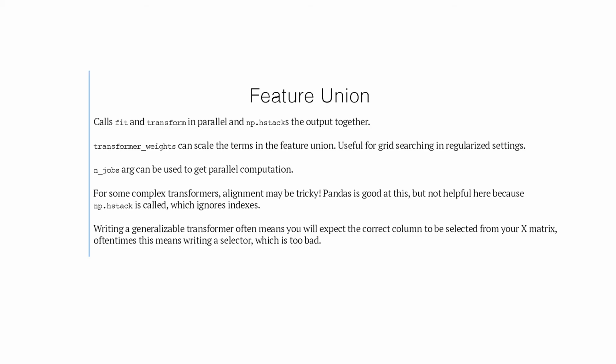Okay, and so actually that is a good leading question for this point here, which is that the feature union is going to call fit and transform in parallel. So it's really doing a very similar thing to the pipeline, except it optionally does them in parallel. But then it takes the output of all of the things in the feature union and np.hstacks the outputs together. Now, they don't describe it that way. They would talk about it concatenating the things together. But what happens under the hood is np.hstack gets called.